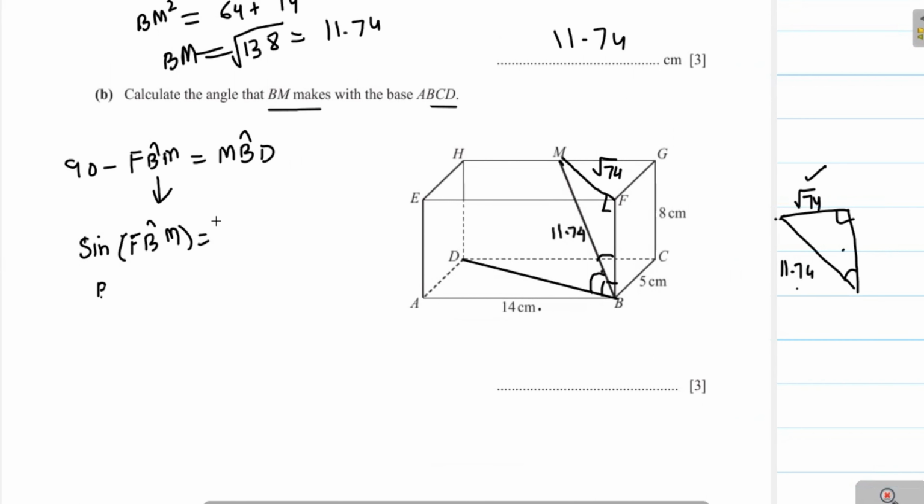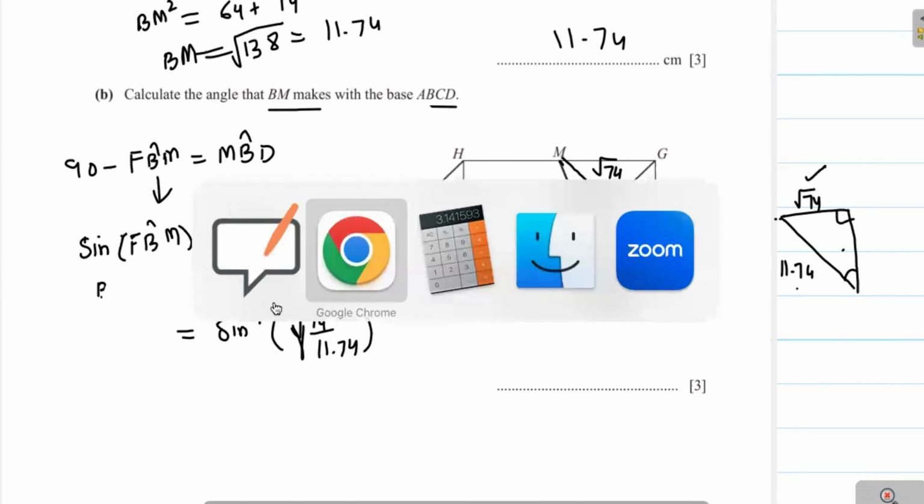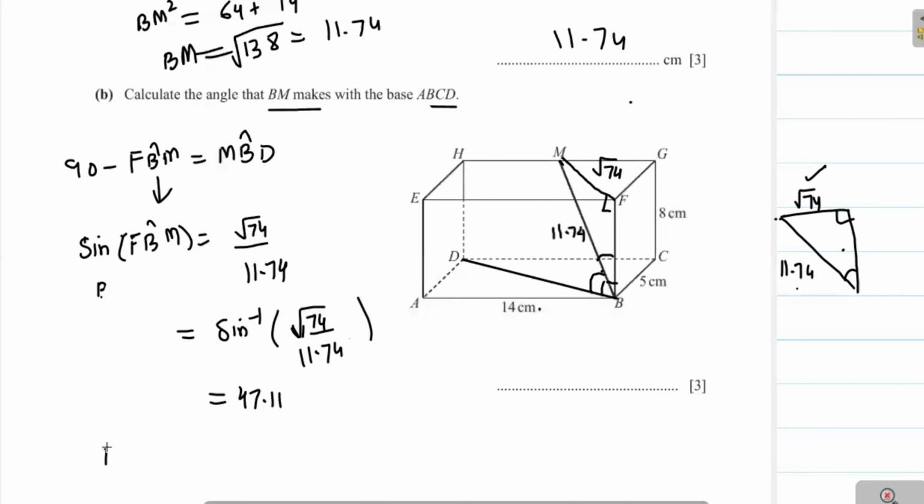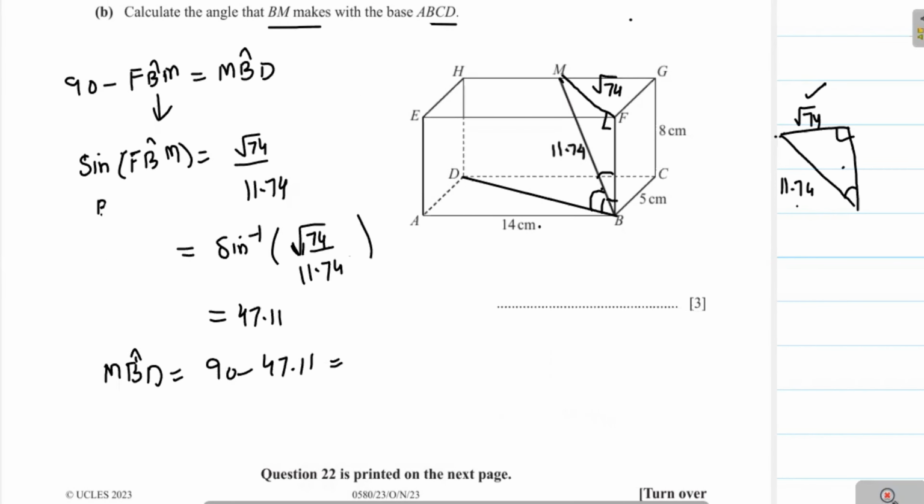will be equal to square root of 74 over 11.74, and we take the sine inverse, and this sine inverse of root 74 over 11.74 will be equal to 47.11. Now this angle MBD will be equal to 90 minus 47.11. That's equal to 42.89, and this 42.9 is the answer.